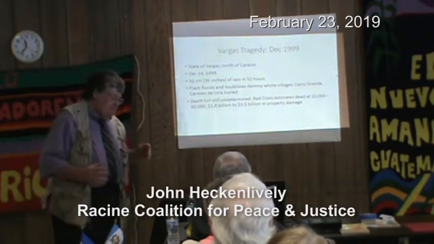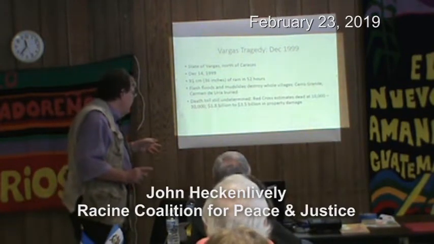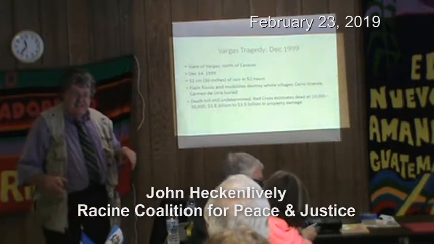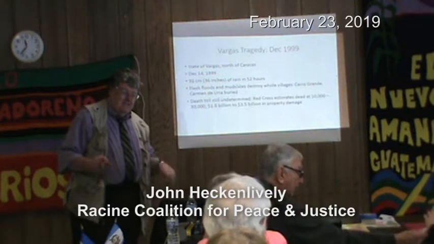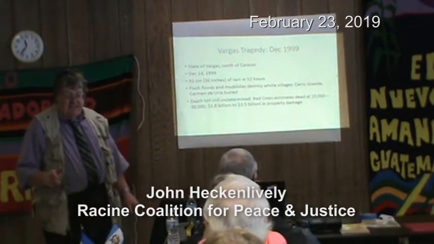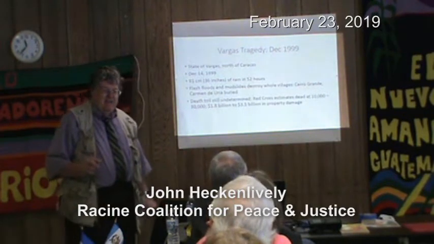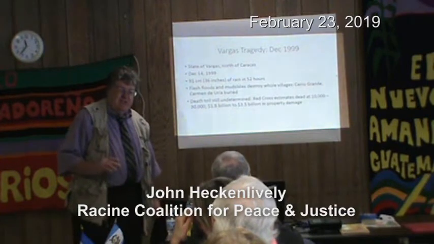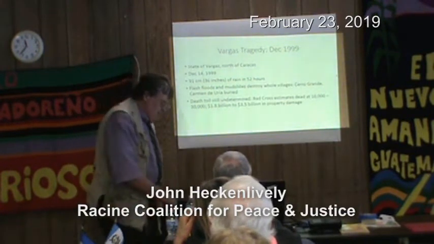The Red Cross estimated, and it's an estimate, that there were 10,000 to 30,000 deaths. The initial estimates were up to 50,000. And there probably never will be an accurate number because so many people were just washed out into the ocean when the mudslides came down.